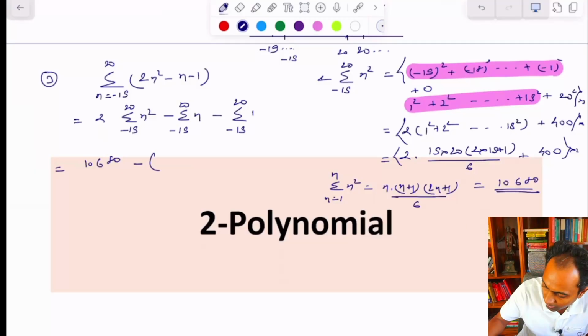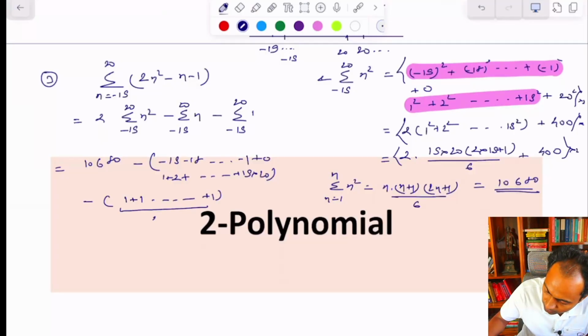Now if you add this, it is going to be minus 19, minus 18 till minus 1. Then 1, 2, 3 till 19, then 20. And then again we will add 1. So every term will become 1. And these would be total 40 terms. Why 40? Because it is going from minus 19 to 20.